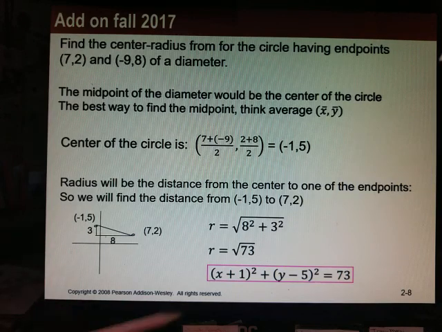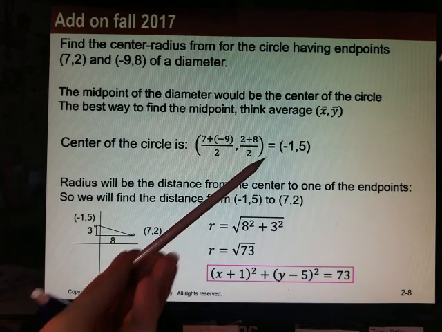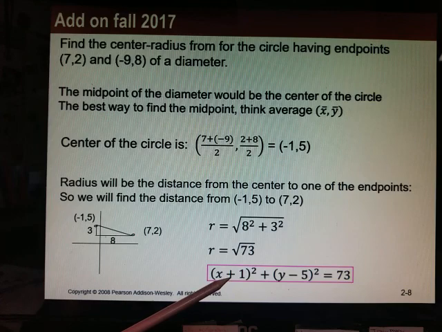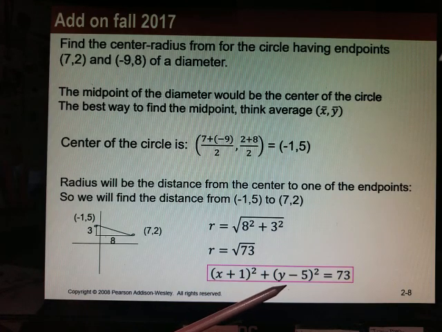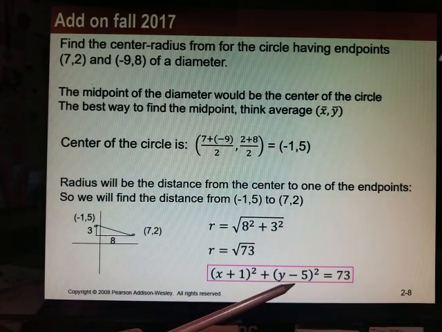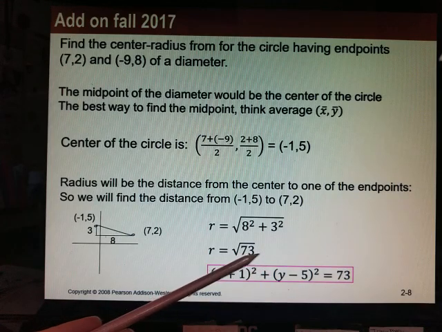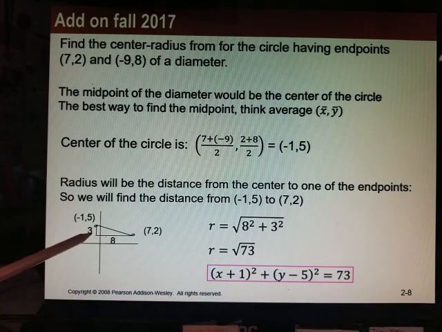So remember, the formula was x minus the x coordinate of the center. So x minus negative 1, quantity squared. y minus the y-coordinate of the center, so y minus the 5 quantity squared, equals your radius squared. If you did this distance formula with the 2 endpoints, remember that will give you the diameter, not a radius. And our formula talks about radius squared, not the diameter squared.